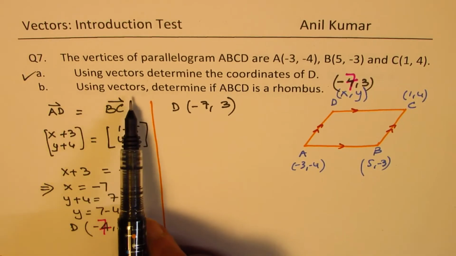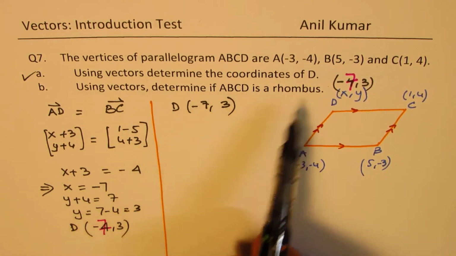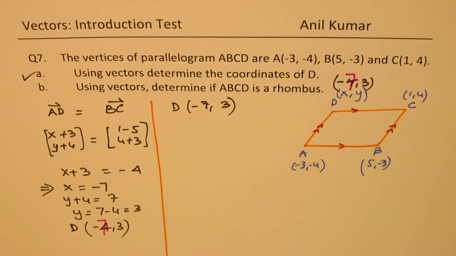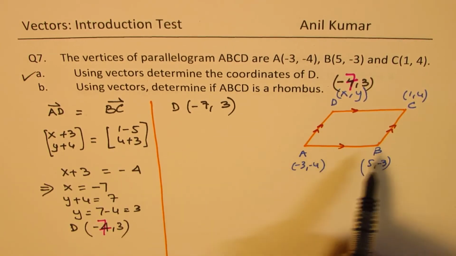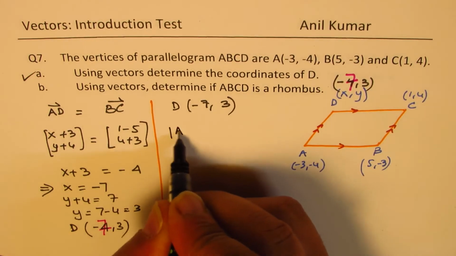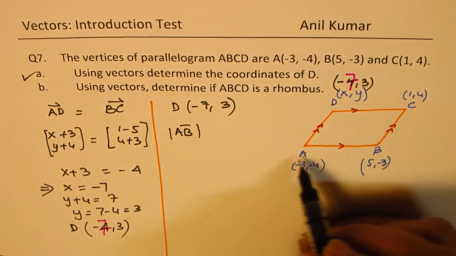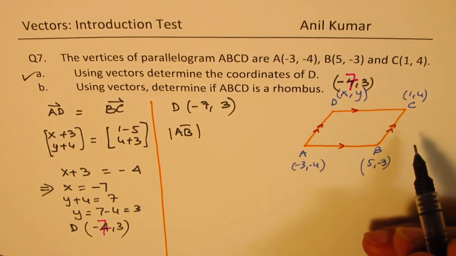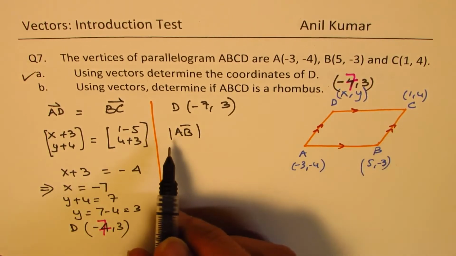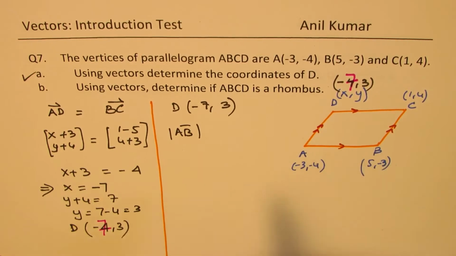Part B. Using vectors, determine if ABCD is a rhombus. Now, to show that ABCD is a rhombus, we need to find the magnitude of AB and the magnitude of BC, right? Then we can show that both are equal, only then it is a rhombus. So let's find the magnitude of AB.